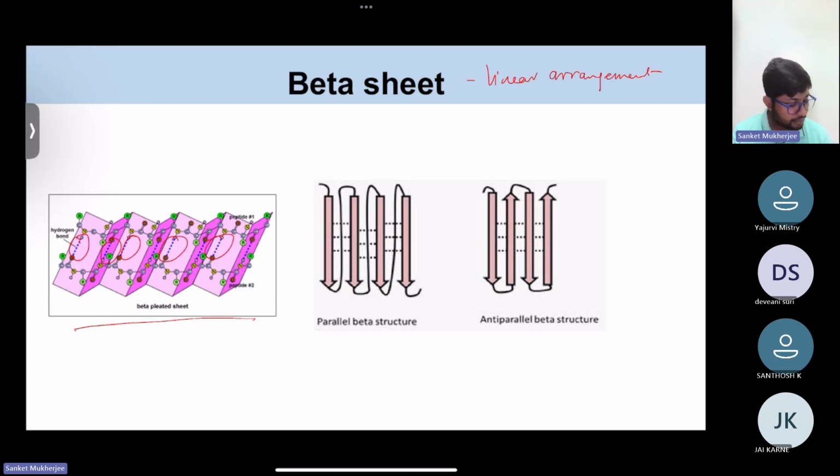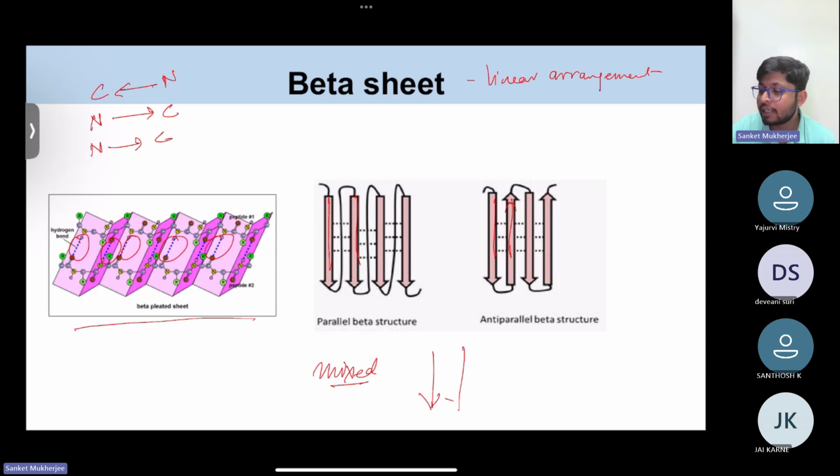Another important thing is that these sheets could be in a parallel orientation or in an anti-parallel orientation. What does that mean? For example, N to C is the orientation in one of these sheets. The other sheet could be N to C again, or it could also be C to N like this. If it is like parallel, we call it parallel beta sheets. It could be anti-parallel beta sheets also. Another thing which could be there is mixed. So there is not a particular orientation like parallel or anti-parallel. There could be mixed beta sheets as well.